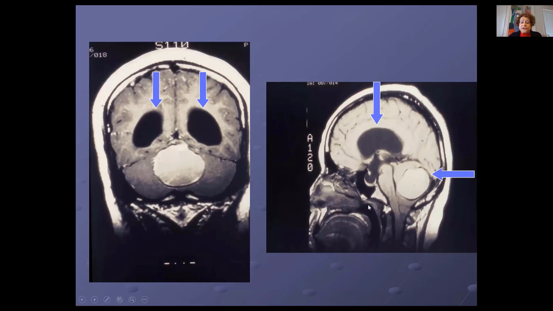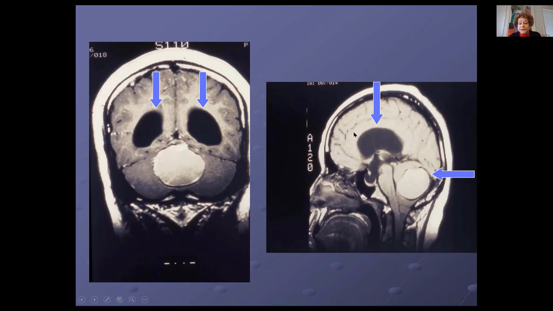And you can see from this photo, this is a CT scan. These are not the orbits. These are her third ventricles. And you can see that her third ventricles are huge. They are three times the normal size. And there's her cerebrum. There's her cerebellum and her pons.